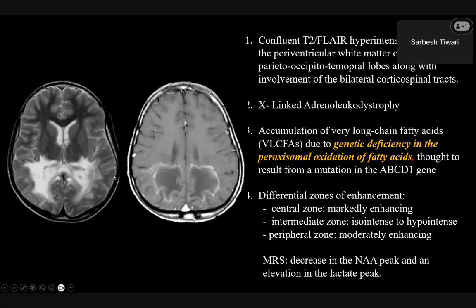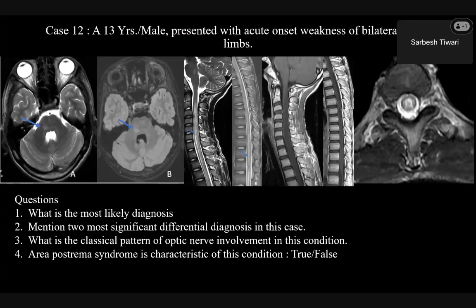Yes, three or more vertebral levels of cord involvement is defined as a long segment. So you cannot call it short; this is a long segment, and a short segment will not be more than 2. All right. So my next question is two most significant differential diagnoses. You guys have already told me that.